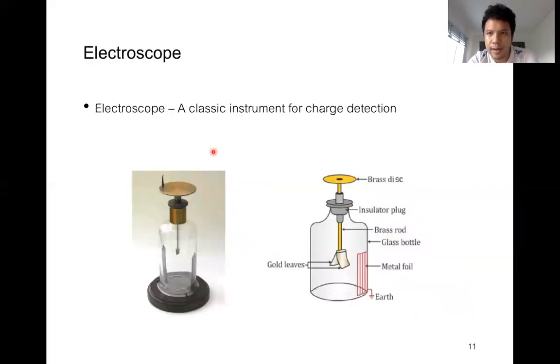Electroscope. This is another application of the induction phenomenon of charge. An electroscope is a classic instrument for charge detection. What we have for an electroscope is a disc, made from brass, or it can also be made from any conductor. And then we connect the brass to gold leaves, or it could be any metal foils.